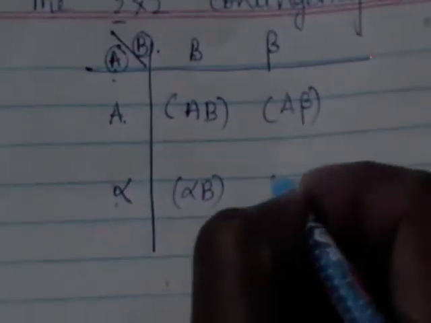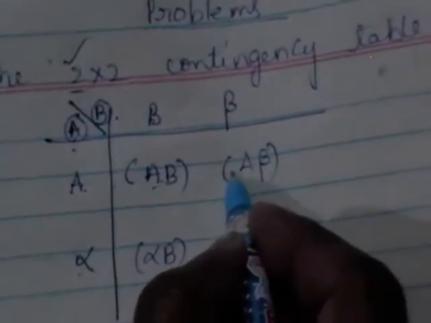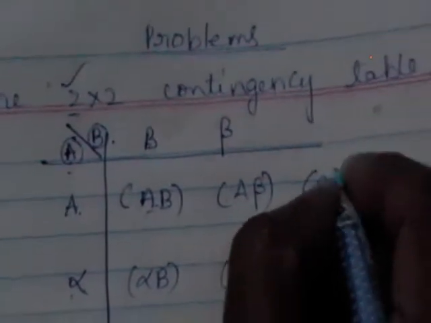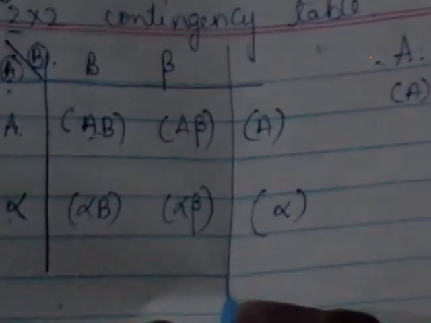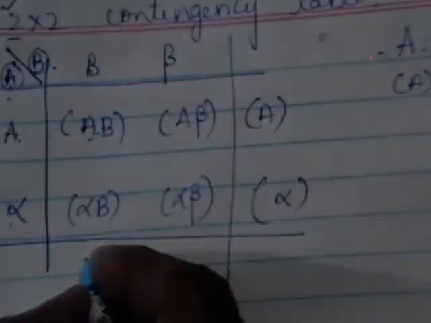So what are the first frequencies you will get here? AB, A beta, alpha B, alpha beta. By adding the first row, AB plus A beta, you will get the frequency of A. By adding the second row, alpha B plus alpha beta, you will get the frequency of alpha. By adding the first column, you will get B, and by adding the second column, you will get beta. Either A plus alpha or B plus beta should give the total size of the population.